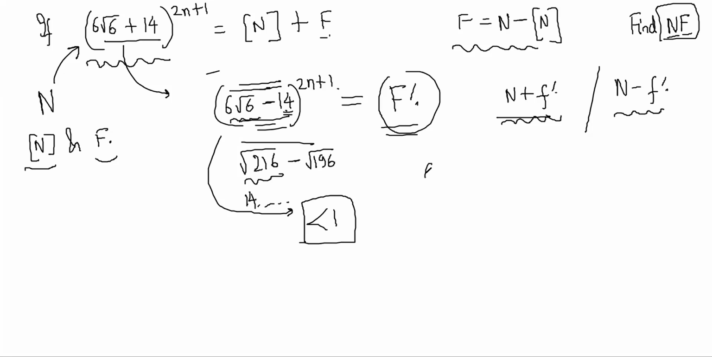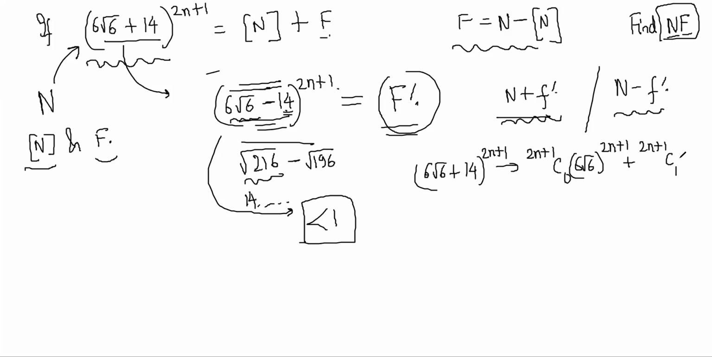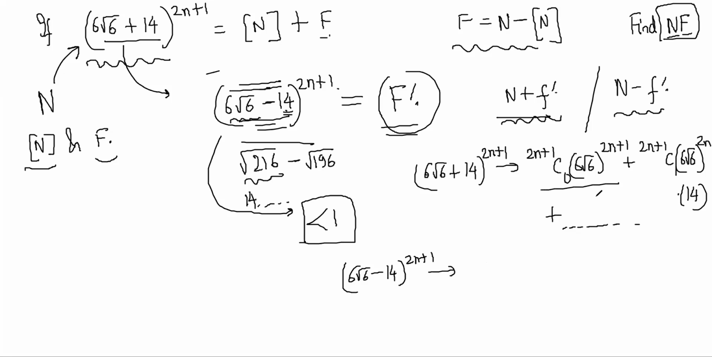So think of this, (6 root 6 plus 14) to the power 2n plus 1. That series will look like everything will be plus: 2n plus 1 c0, 6 root 6 to the power 2n plus 1, plus 2n plus 1 c1, 6 root 6 to the power 2n, and then there will be a 14, and so on. And if you do (6 root 6 minus 14) to the power 2n plus 1, it will be a similar first term, but a negative second term: 6 root 6 to the power 2n and 14.